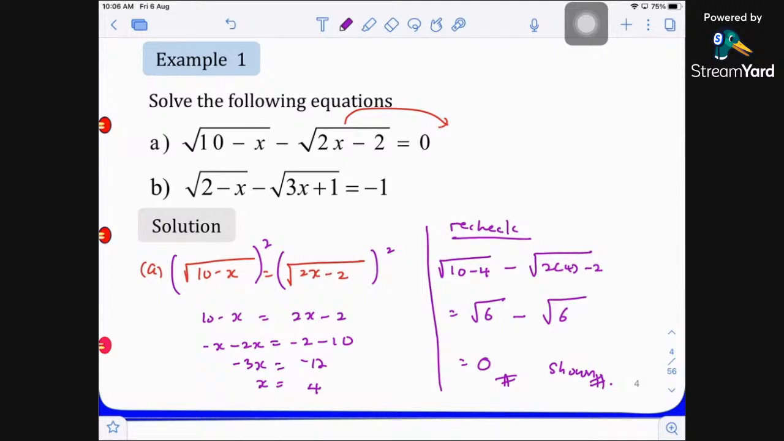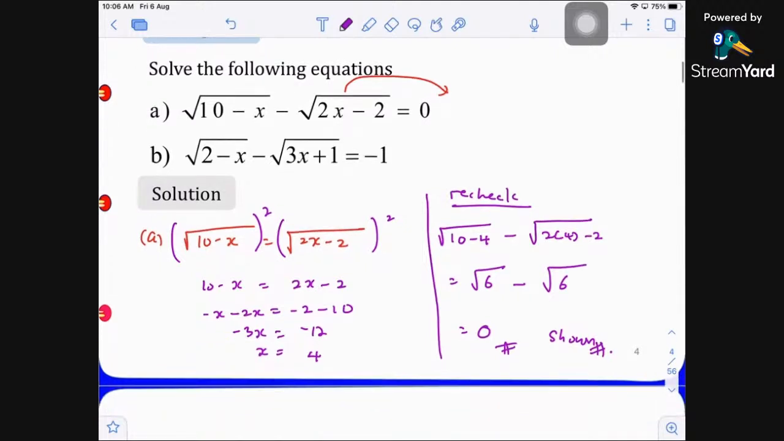Understand until here so far, class? Sir, yes, Hatta, say. About the rechecking, if we don't do it, there are no marks, right?